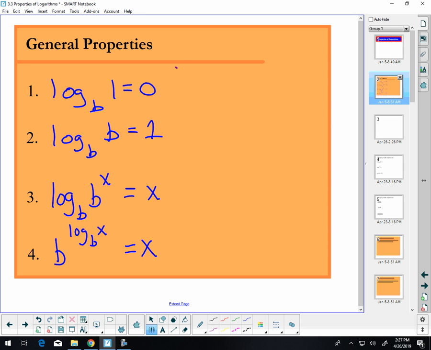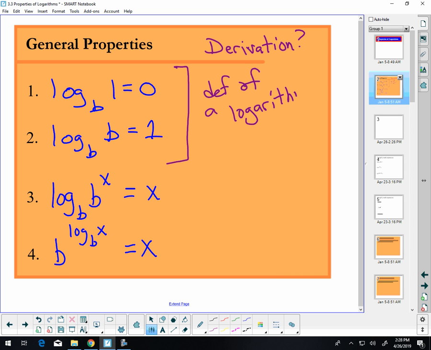The first two, if we want to think about where they come from, what is their derivation? That's where things come from. The first two come simply by using the definition of a logarithm. If you took the logarithm statements and converted them to the equivalent exponential statement by using the definition of a logarithm, you would see where they come from pretty quickly.